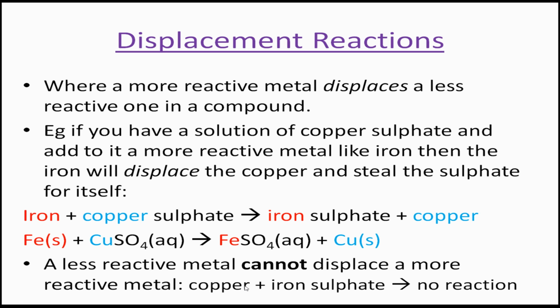Now a less reactive metal cannot displace a more reactive metal, no matter what you do, unless you use electricity. So copper plus iron sulfate, if you were to do that, you've got some iron sulfate in a beaker, you add some copper to it, there won't be a reaction. Nothing will happen at all. The iron's too strong, the copper can't steal the sulfate away from it.